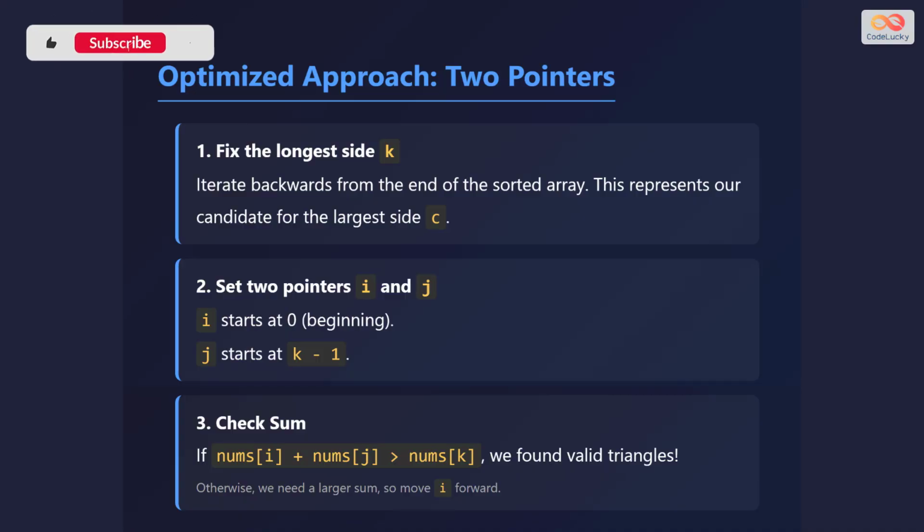So how do we solve this efficiently? We use the two-pointer approach. First, we iterate backwards from the end of the array to pick our largest side, which we will call K. Then, for each K, we set 2 pointers, I at the beginning and J at K-1. We then check the sum of the numbers at I and J against the number at K.